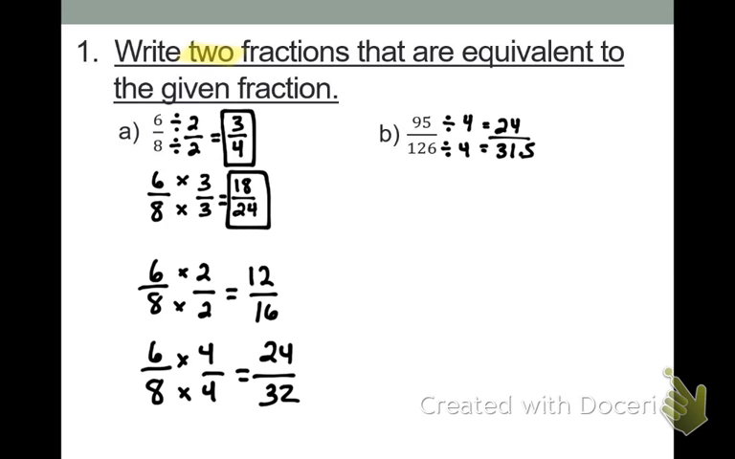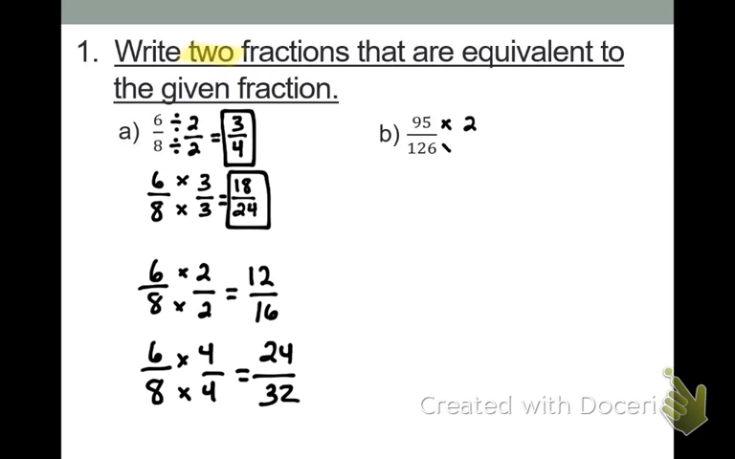31.5. Is that a whole number? No, so dividing by 4 is not working out. How about if we instead just multiply? Because I don't care if you divide or if you multiply. What's a tiny number I could multiply by on top and bottom? A 2. Let's go ahead and just start with a 2.